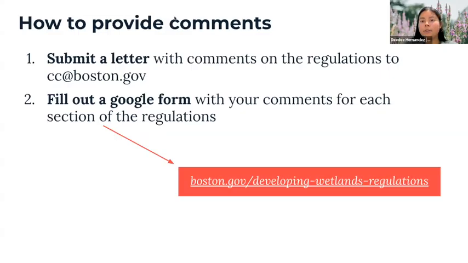Great. So the first way is to submit a formal comment letter to cc@boston.gov. And then the second way is to fill out a Google form. And that lives on our Developing Wetlands Regulations page at the moment, which I believe someone from the project team is going to share in the chat. Thank you, Lucy.